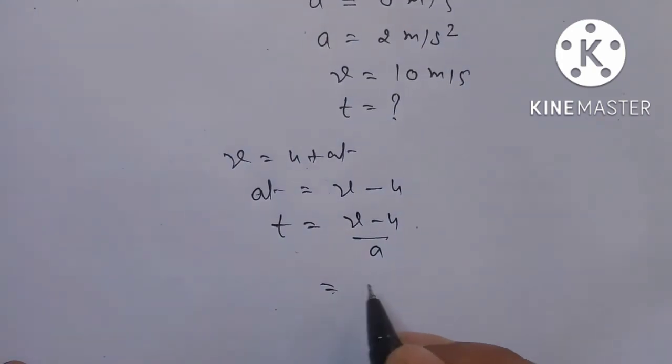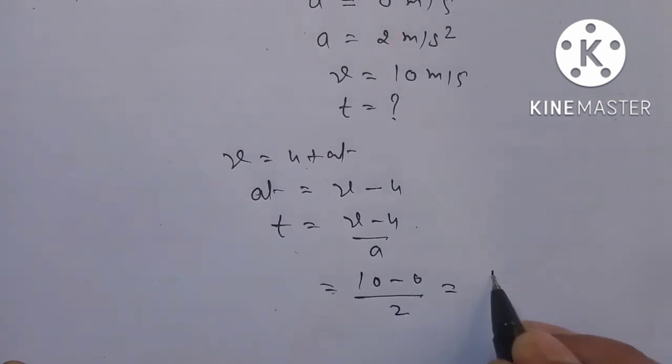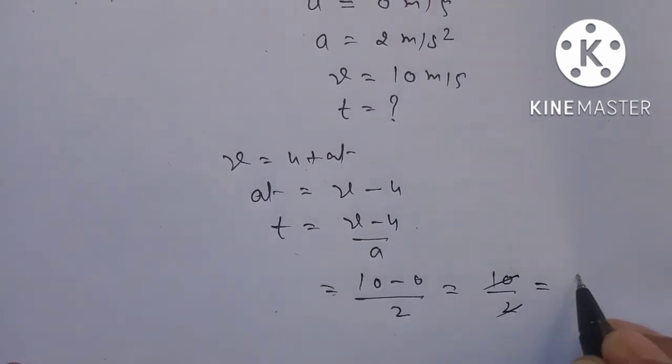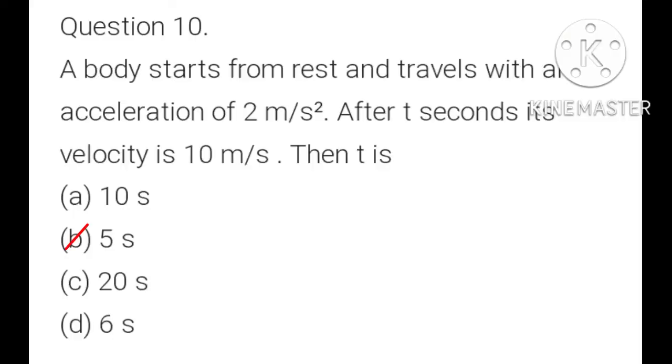Now put the values: v is 10, u is 0 and a is 2. This is equal to 10 by 2, equal to 5 seconds. B is the correct option. Time is 5 seconds.